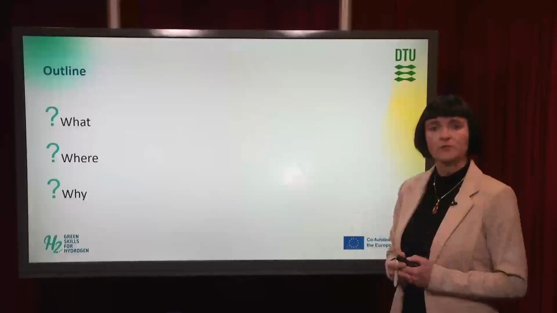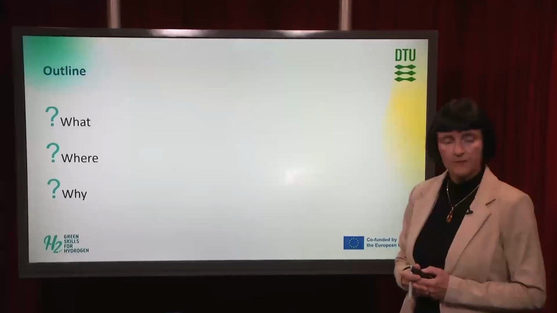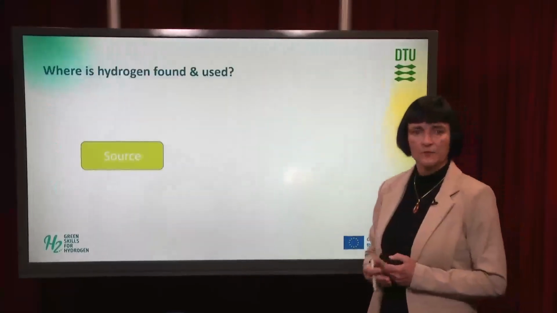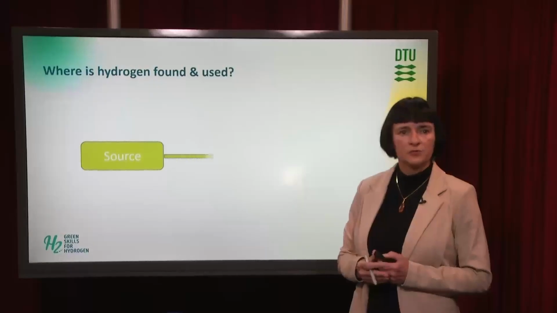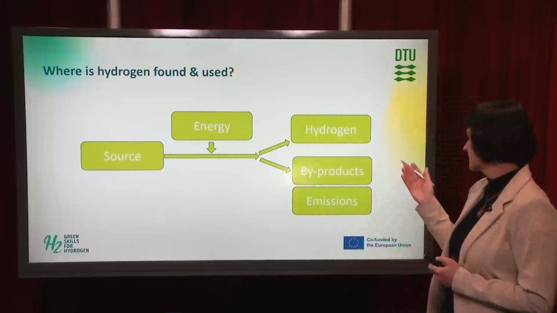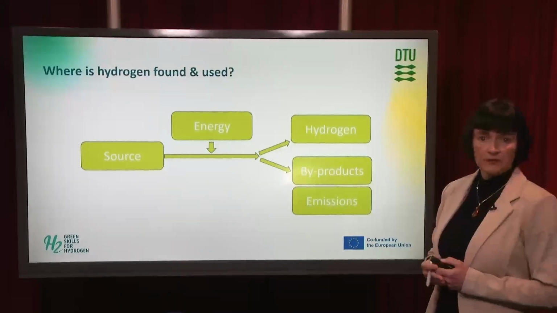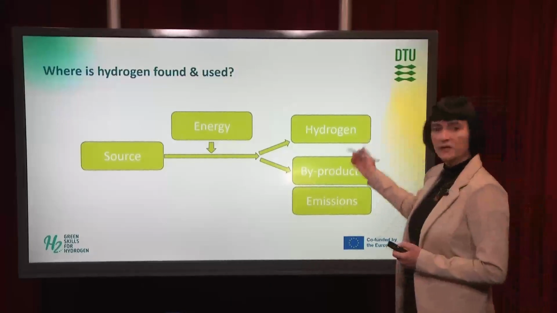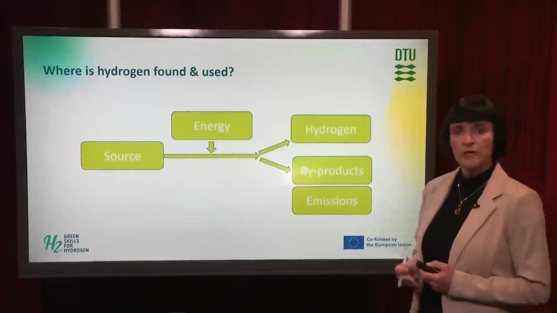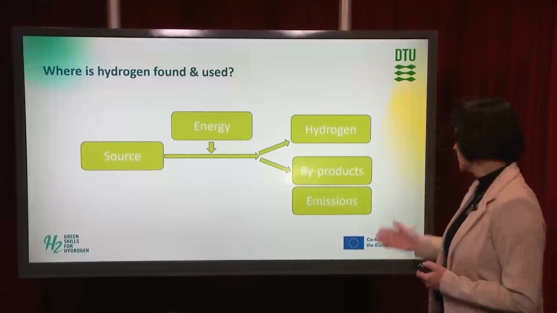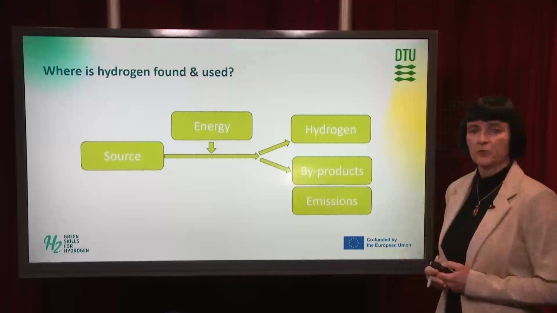Where do we get the hydrogen from, and where are we using it? I mentioned that hydrogen is found in connection with other elements, with a source. We have to put energy into the process, and then we can extract hydrogen. We also obtain byproducts or emissions. From the produced hydrogen, we cannot see which source we have been using, or what type of energy was involved, or what type of byproducts or emissions we have produced.